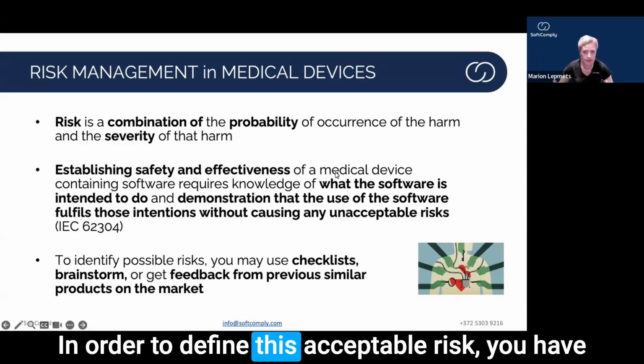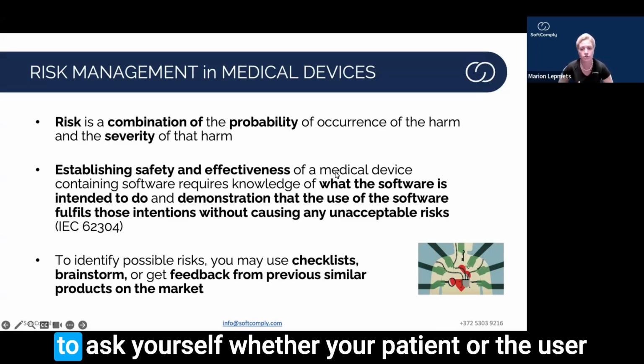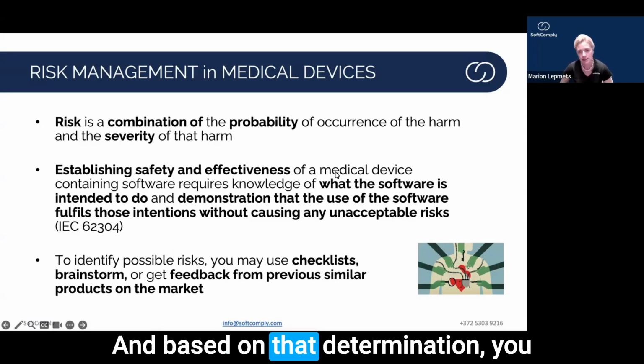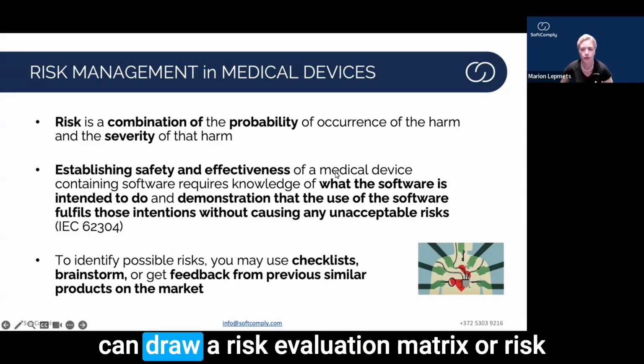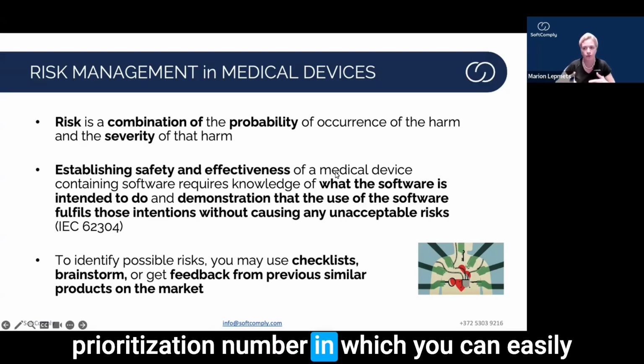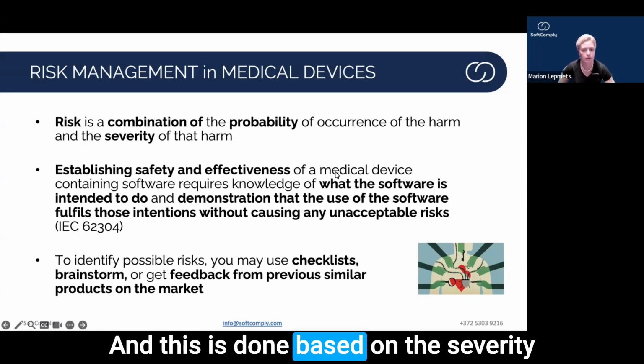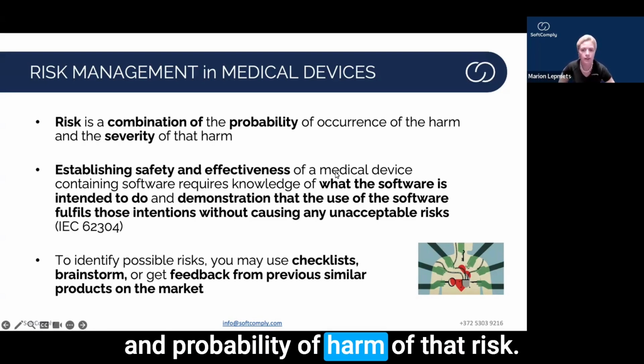In order to define this acceptable risk, you have to ask yourself whether your patient or the user of the medical device can live with such a risk. And based on that determination, you can draw a risk evaluation matrix or risk prioritization number in which you can easily see the level of acceptability of each risk. And this is done based on the severity and probability of harm of that risk.